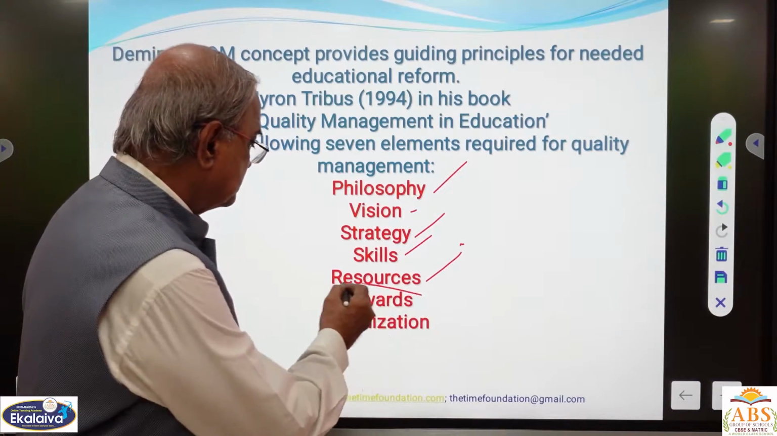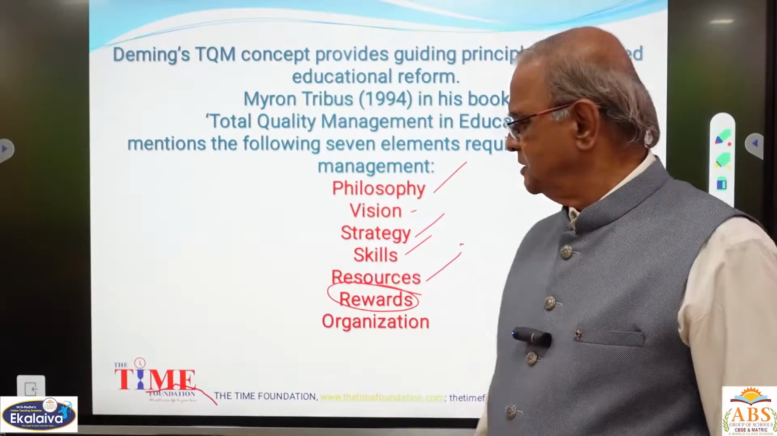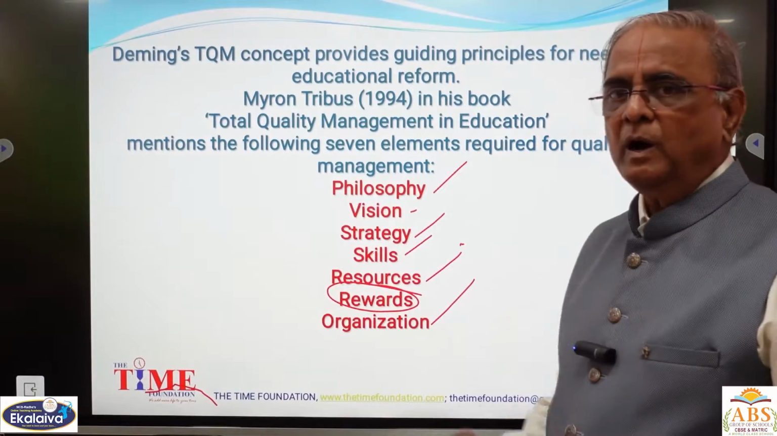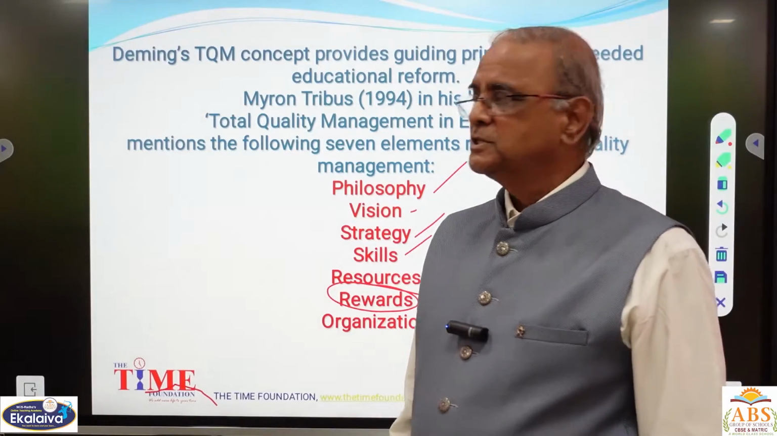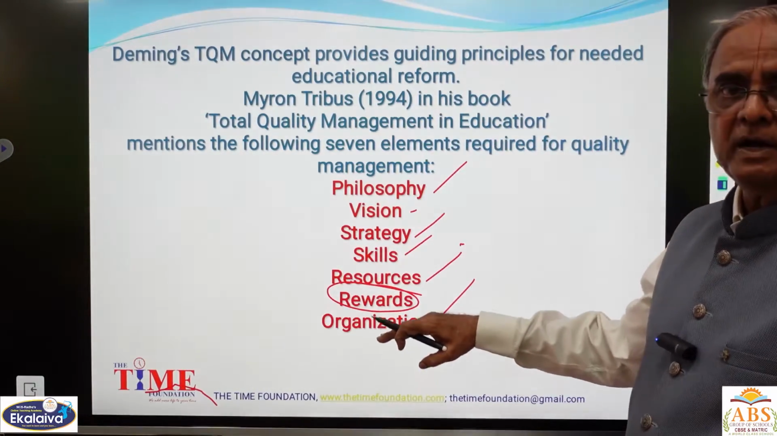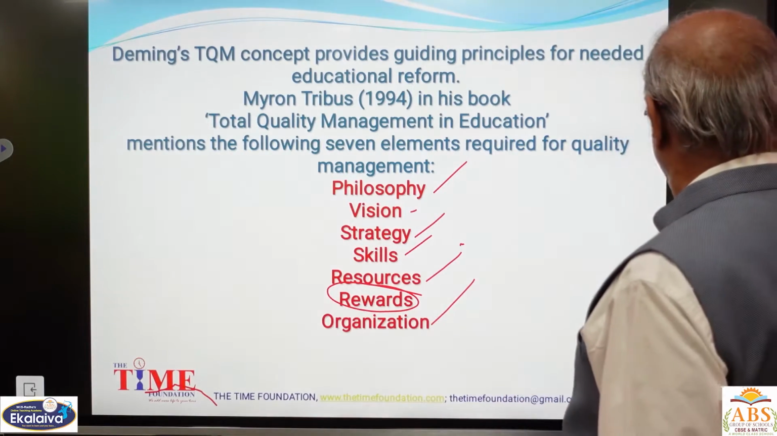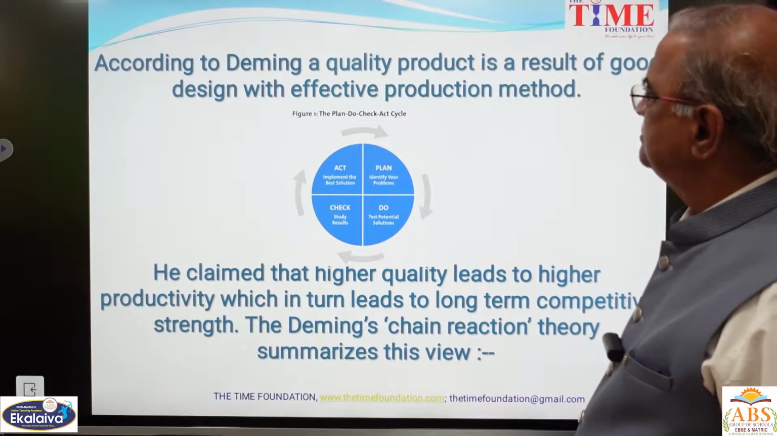What is the reward system? Salary administration is very, very important. Rewards. And ultimately, how the organization is structured. So, he talks about the 7 important criteria for total quality management, right? Okay, now let's see one more.